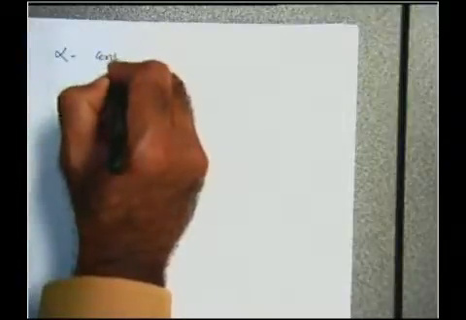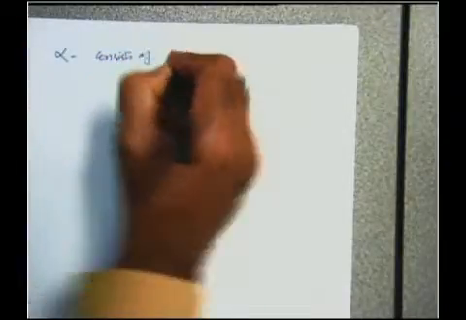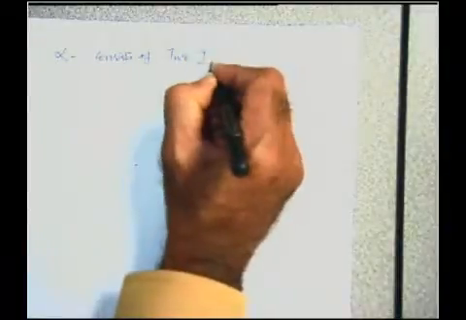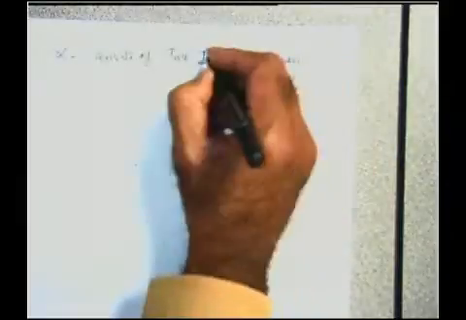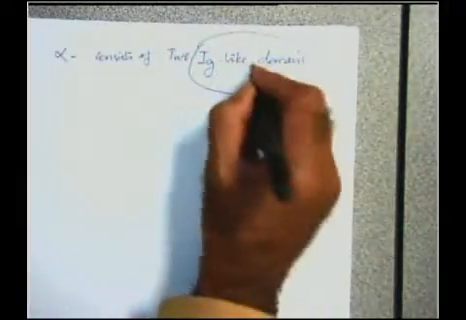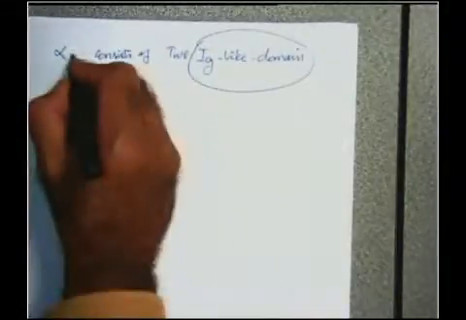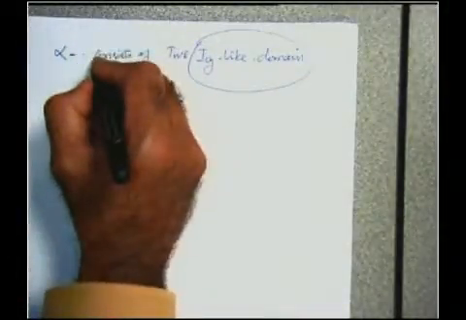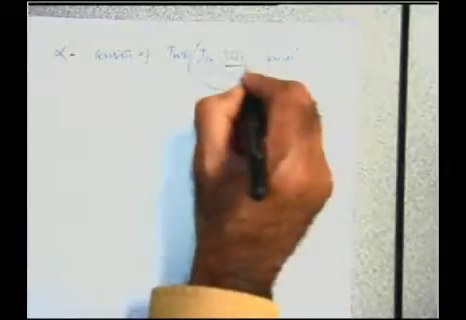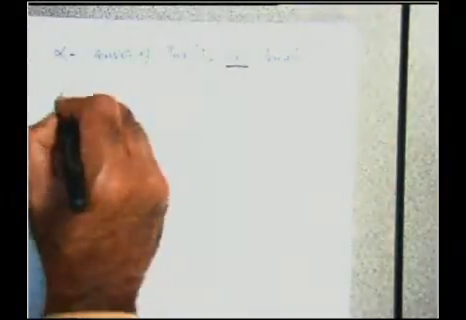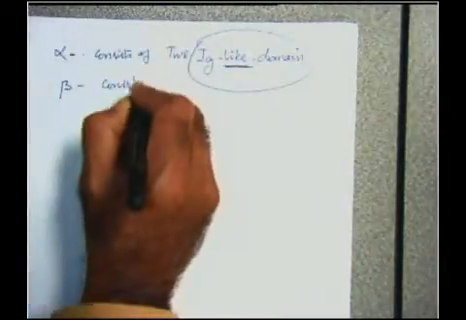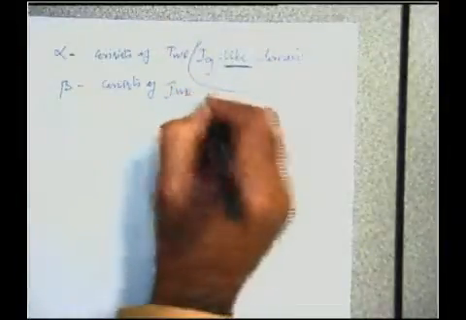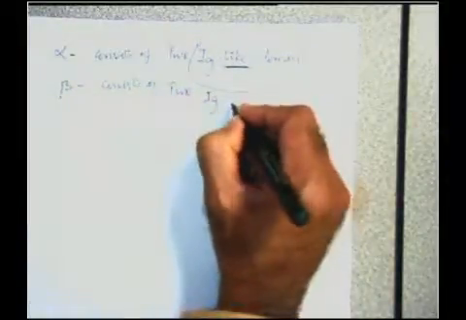Alpha chain consists of two immunoglobulin like domains. It is not an immunoglobulin, but the alpha chain has two immunoglobulin like domains. And the same thing for the beta. They consist of two immunoglobulin like domains.